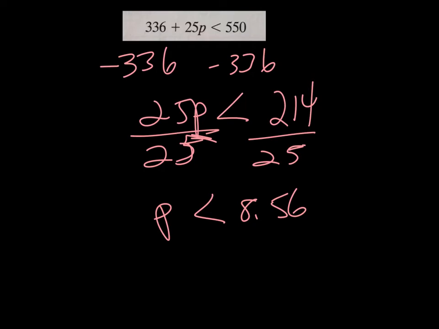Okay, so that's weird, right? You can't have less than 8.56 people. That's gross. I don't know what you're doing to these people. So technically, you would say it's less than 8.56 people, or I'd say 8 people or less. So there you go. That's the solution for that one.